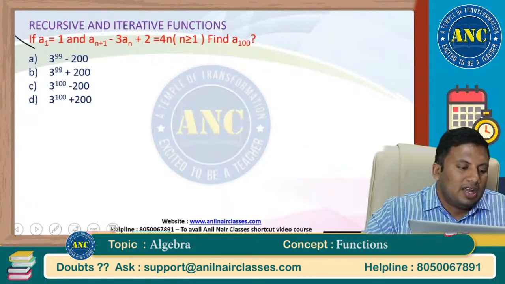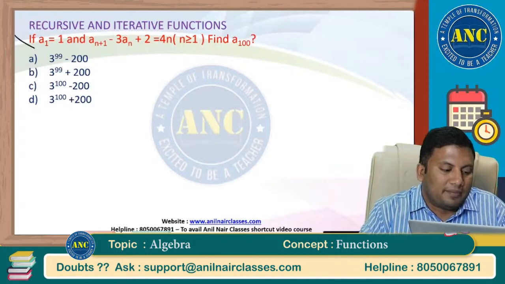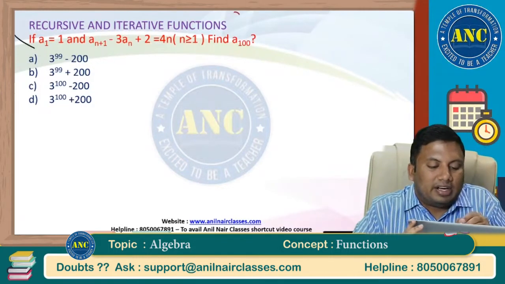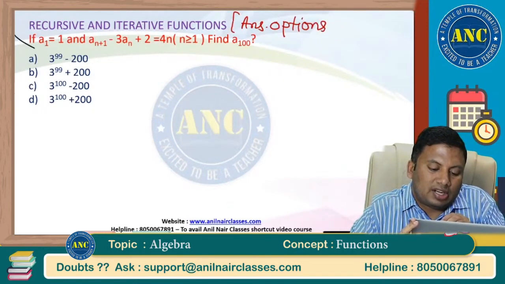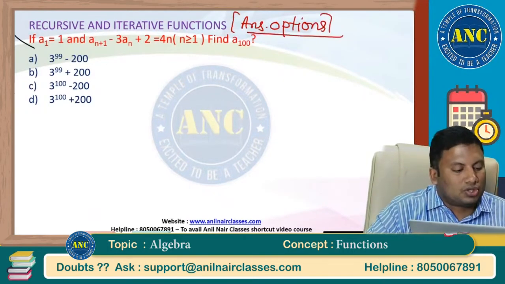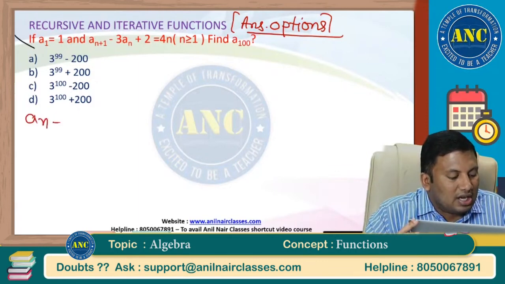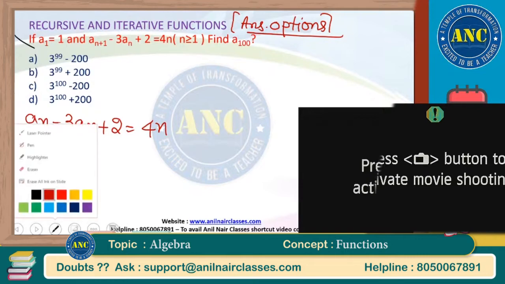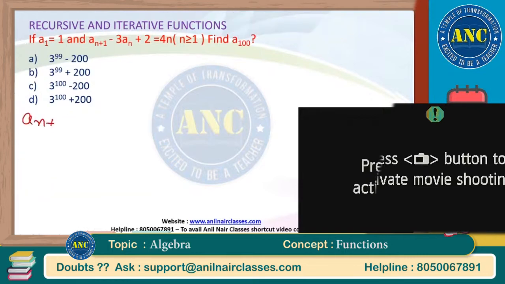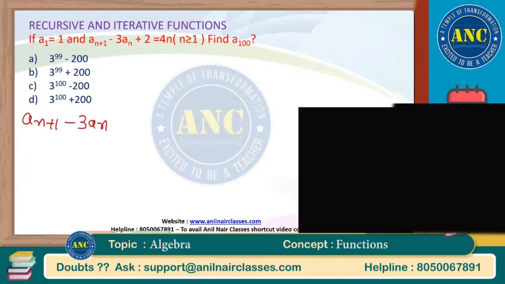Idea is clear. Next one, another way of solving the recursive and iterative function using answer options. We have still not used answer options. We can use answer options to solve. How to use answer options? Let us see. a n plus 1 minus 3 a n plus 2, it is nothing but 4n. This is the question. I will write it again. a n plus 1 minus 3 a n plus 2 is nothing but 4n, n is greater than or equal to 1.